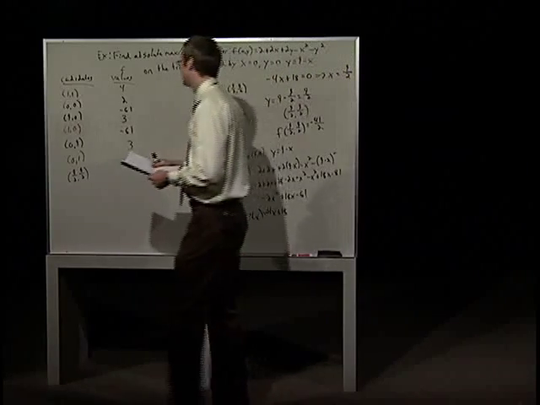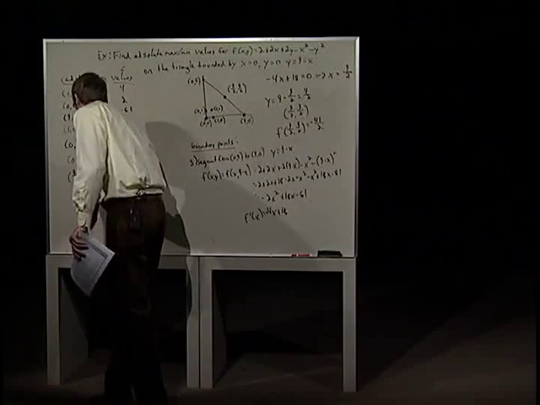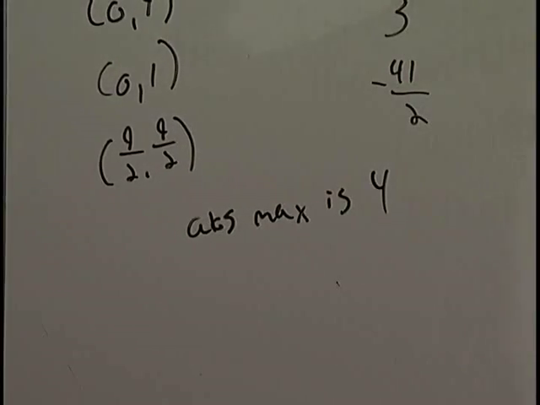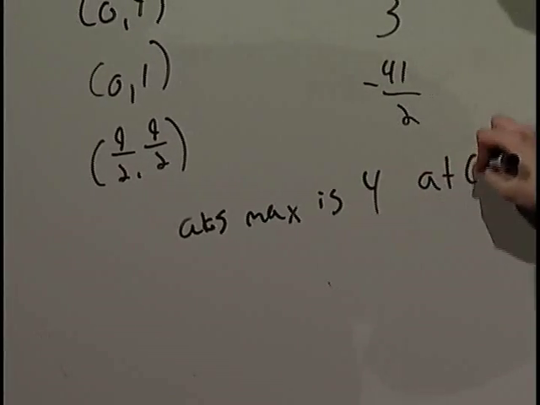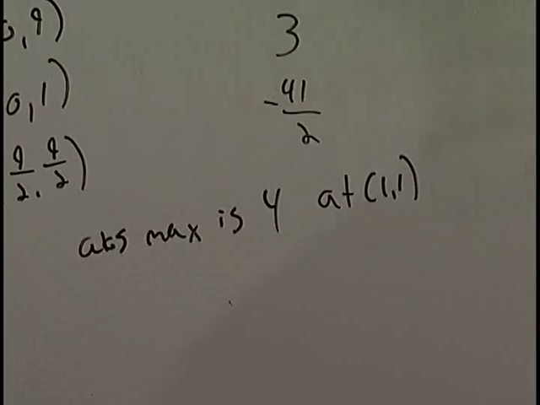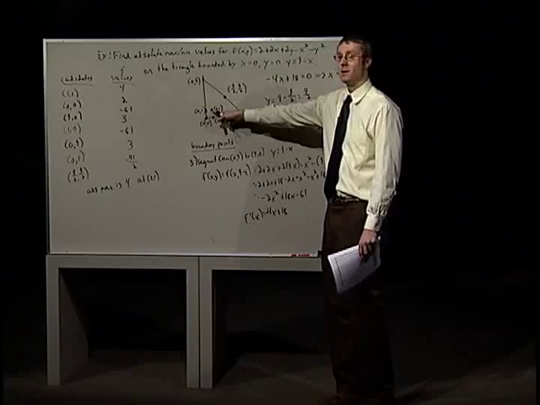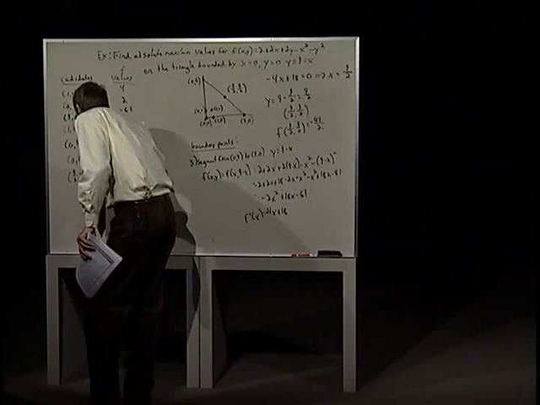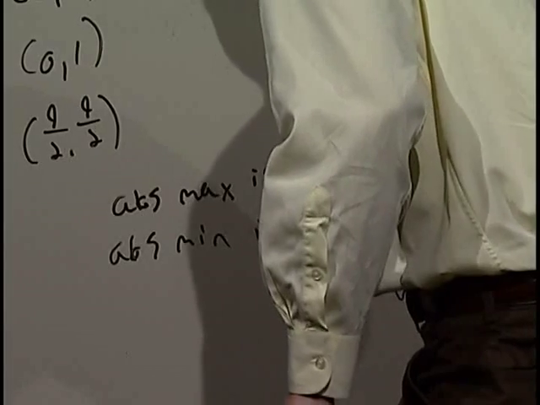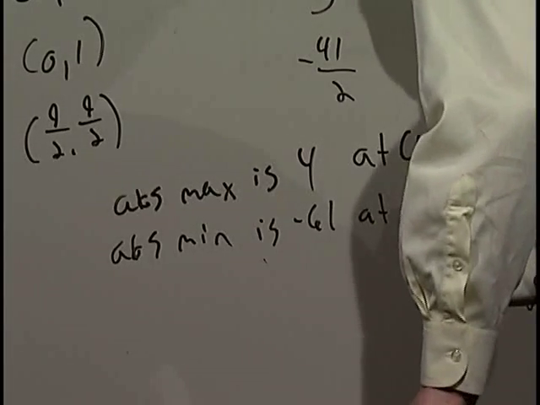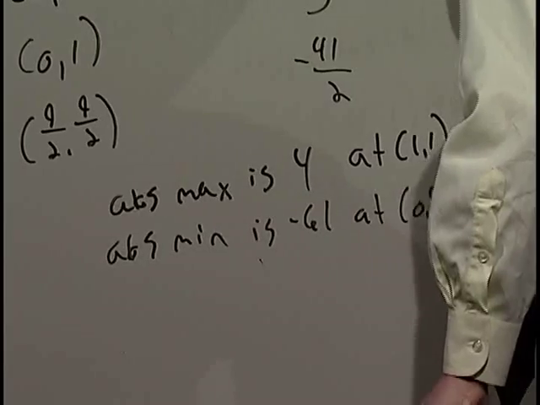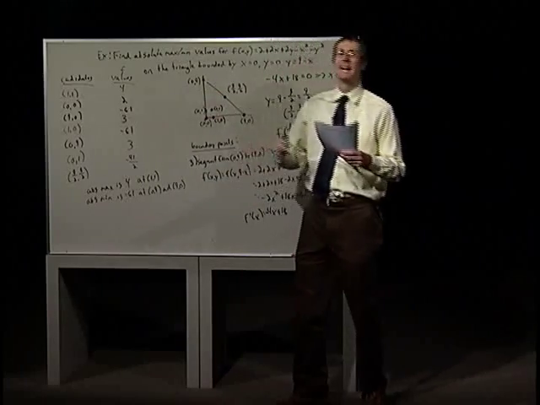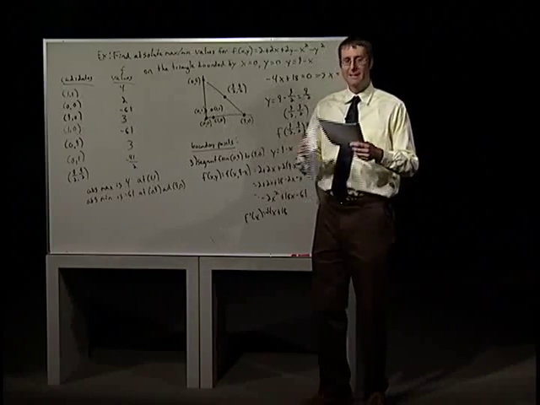So what's the absolute max and absolute min? Well, absolute max is 4, the biggest value on this list, and it occurs at the interior critical point 1, 1. So this surface is highest at this point, right? And the absolute min, well, it's negative 61, and it occurs at 2 points, 0, 9, and 9, 0. So at these 2 points, this thing has the same height, and it is negative 61. Okay, that's it for extreme values.